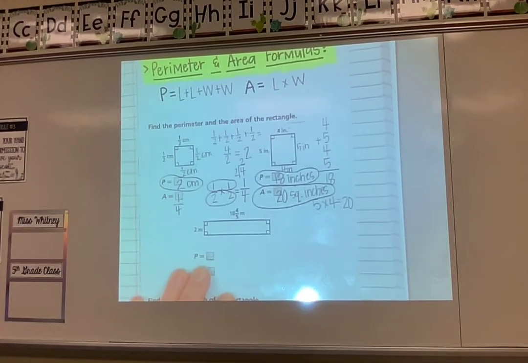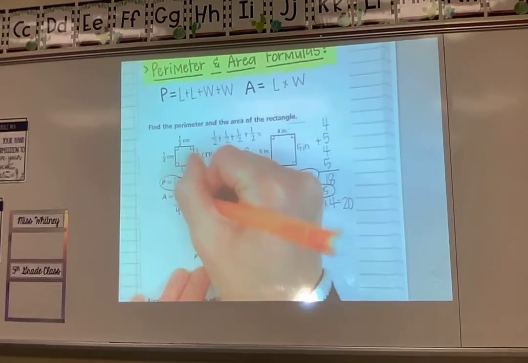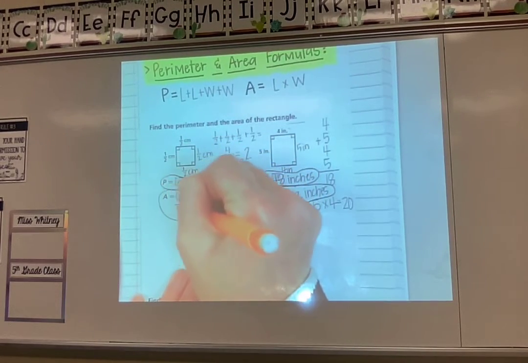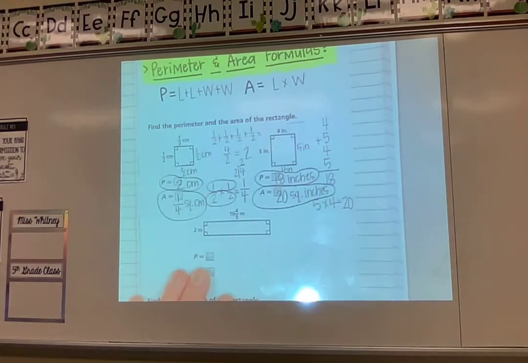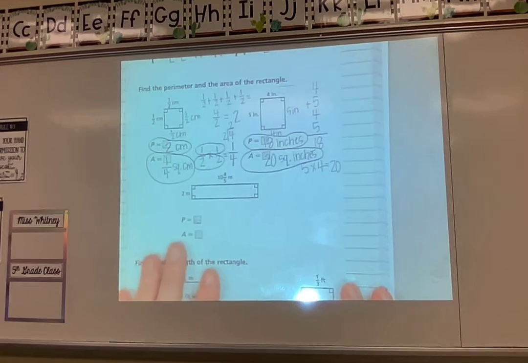Then remember, I have to have the special label, so square, and then we are in centimeters this time. So the area of this one would be 1/4 square centimeters. We have another long one down here. Let's do that one next.